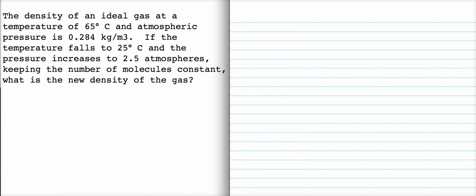Okay, so we know that the number of molecules remains constant. It's given in the problem. We know that T1 is equal to 338 Kelvin, and T2 is 298 Kelvin. We know that P1 is 1.0 atmospheres, and P2 is 2.5 atmospheres.